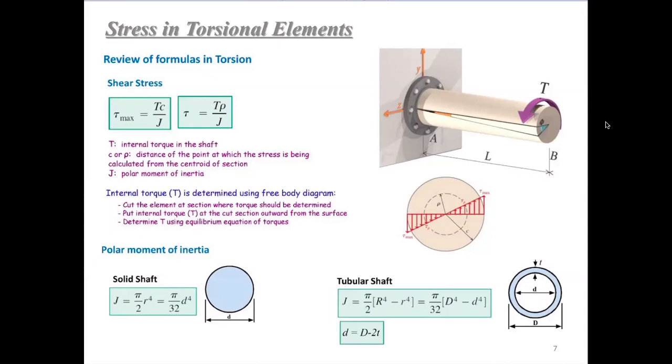Okay, those 2 equations are shown here. The first equation is used to calculate the maximum shear stress. That is tau max equals Tc over J. The second equation is to calculate the shear stress at a random point whose distance from the centroid of the cross-section is rho. In these 2 equations, T is the internal torque in the shaft, and c is the maximum distance from the centroid, and rho is just the distance from the centroid. It's the distance of the point at which we're calculating the stress from the centroid of the section. The c is the maximum value of rho. So here c equals the maximum value of rho.